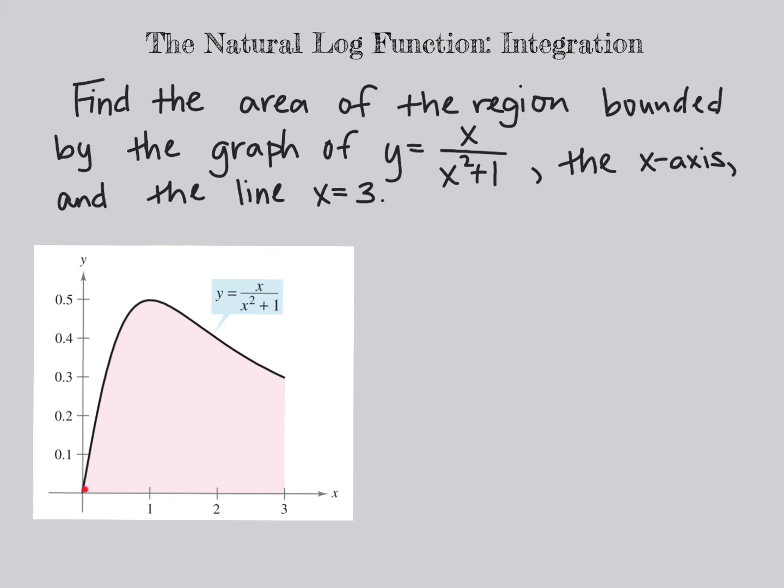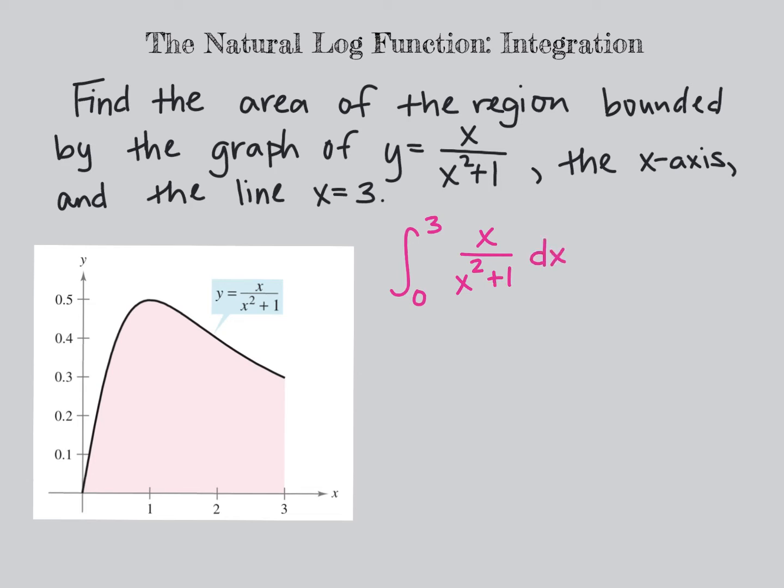So based on this graph, we can see that we are being bounded by the x-axis, so we're only going down to the x-axis, and since this function hits at the origin (0, 0), we're starting also at x equals 0 at the y-axis. Then we're also bounded by x equals 3. So the area of this region is represented by the definite integral from 0 to 3, those are our x values, of the function x over x squared plus 1, variable of integration x, dx.